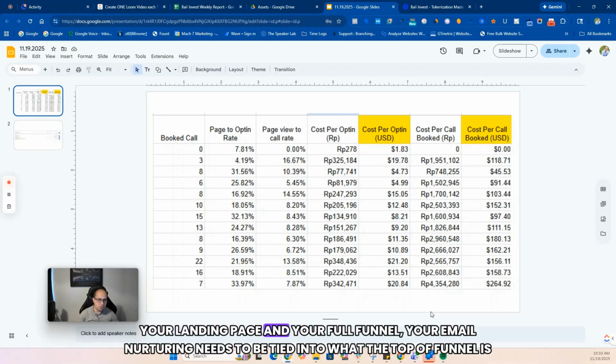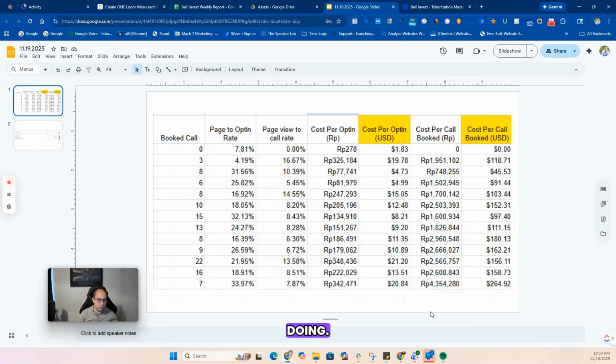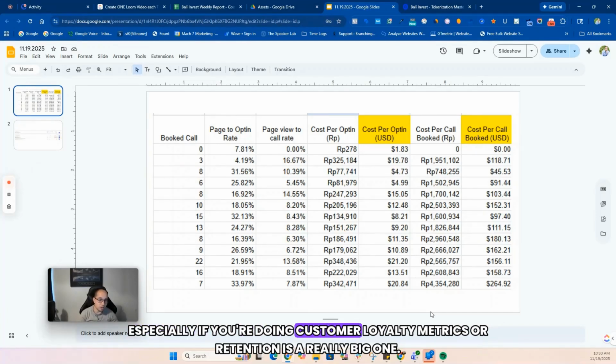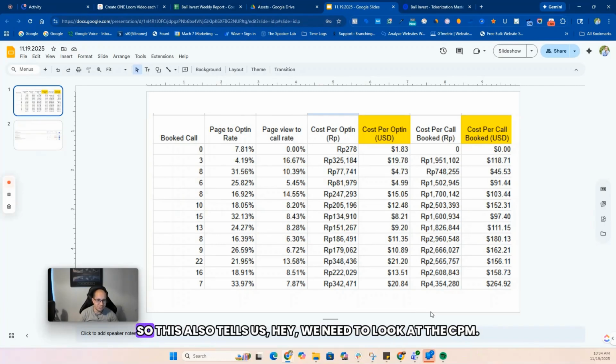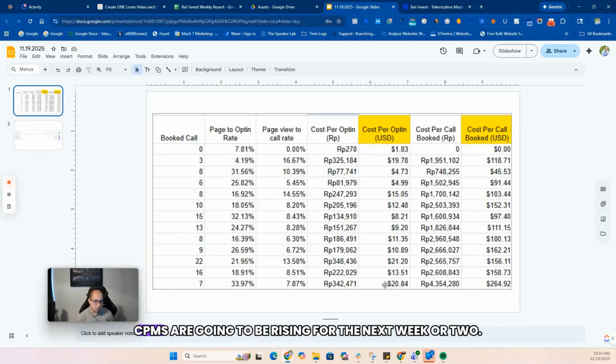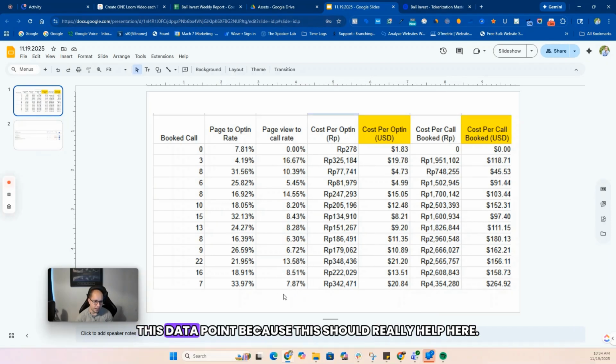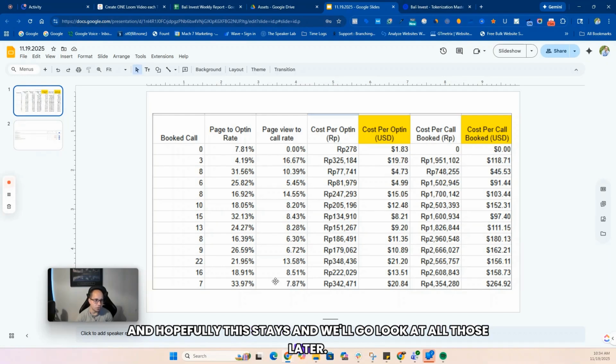Your landing page and your full funnel, your email nurturing needs to be tied into what the top of funnel is doing. You can't have one hand doing something and the other not know about it, because it can cause differences, especially if you're doing customer loyalty metrics, or retention, which is a really big one. So this also tells us, hey, we need to look at the CPM. CPMs are going to be rising for the next week or two. But for the sake of this video, we're just going to focus on this data point, because this should really help here. And hopefully this stays, and we'll go look at all those later.